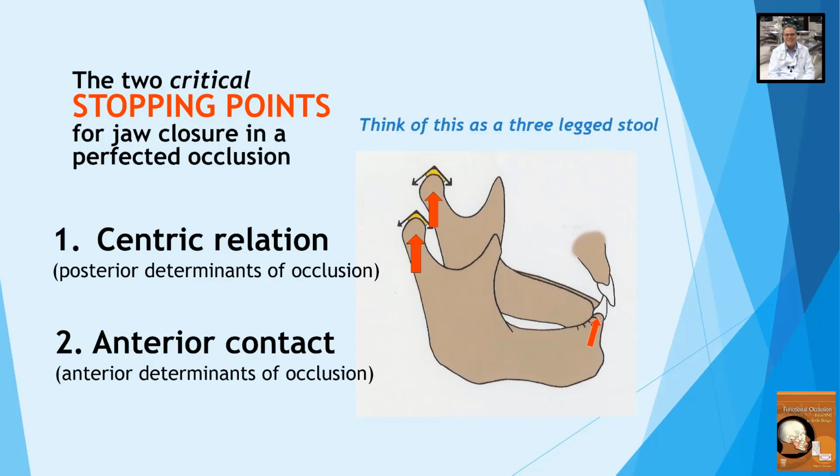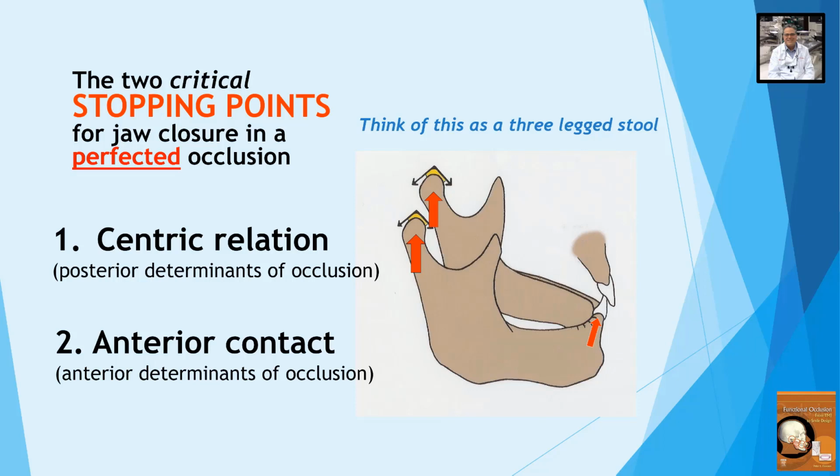And think of it as a three-legged stool, as the two condyles are two of the legs and the anterior teeth are one leg. And visualize then that a three-legged stool does not wobble. It's very stable. And this is for a perfected occlusion.